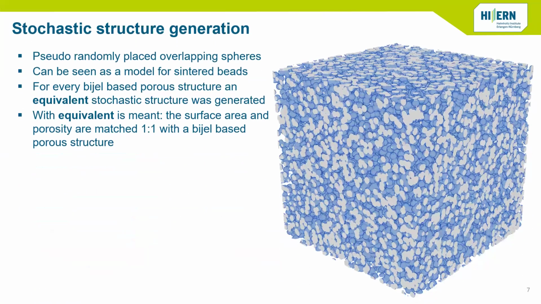These structures we would like to compare to stochastic structures, and more in particular ones that could be seen as models for what is generally being used. To that end, we make use of pseudo-randomly placed overlapping spheres, which can be seen as a model for sintered bead stochastic structures. For every Bijel-based pore structure that we generated, we also generated an equivalent stochastic structure. Equivalent here means that the surface area as well as the porosity of the Bijel-based structure and the stochastic structure are matched one-to-one.